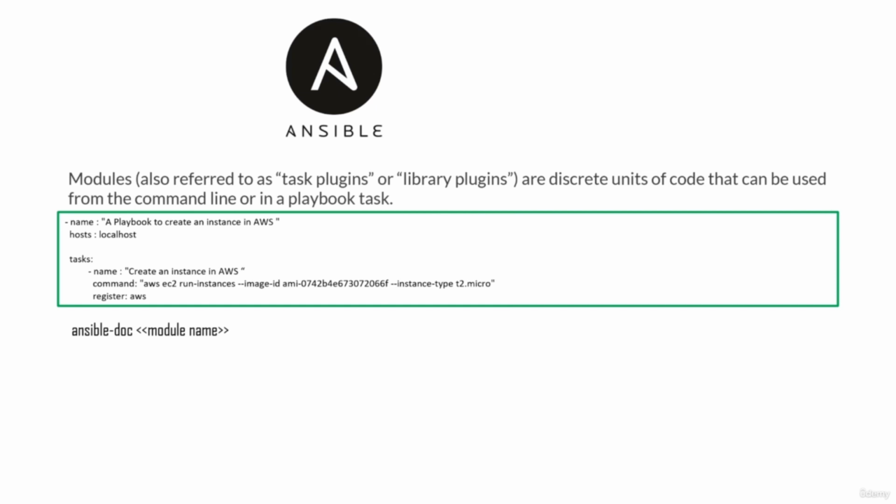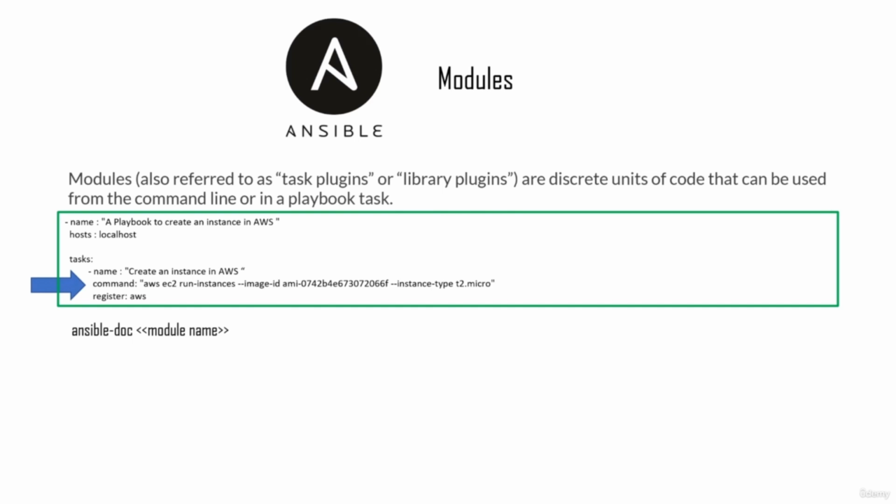Another example of a module. Now, another very common module is called the command module. So this command module will run the AWS EC2 instance, and the output of this particular command you can see in a register called AWS. So that's an example that I'll show you in the upcoming section.